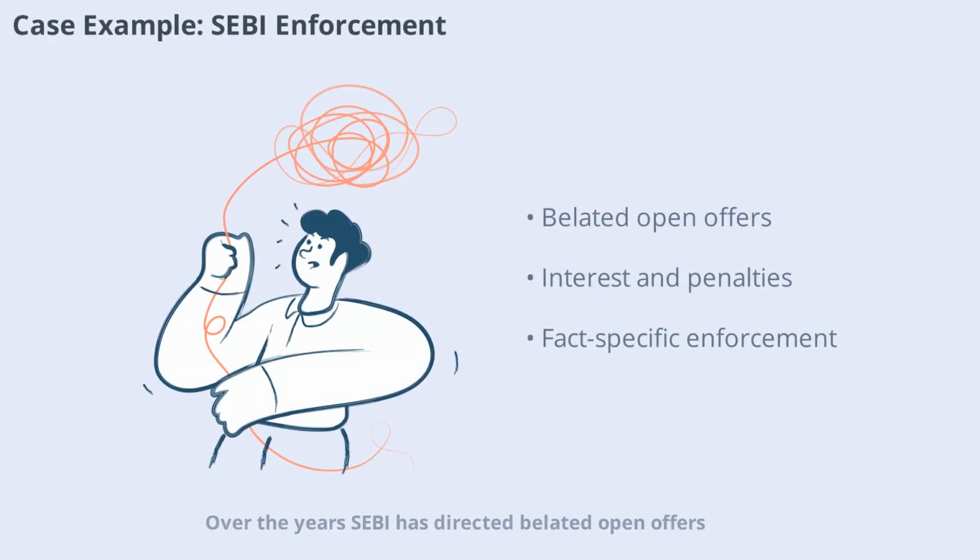Over the years, SEBI has directed belated open offers, imposed interest and penalties, and taken strong action against acquirers who failed to comply with the code. Each enforcement action is fact-specific, and parties must always research the latest SEBI orders before relying on precedent. The regulator's proactive stance keeps the market fair and transparent.